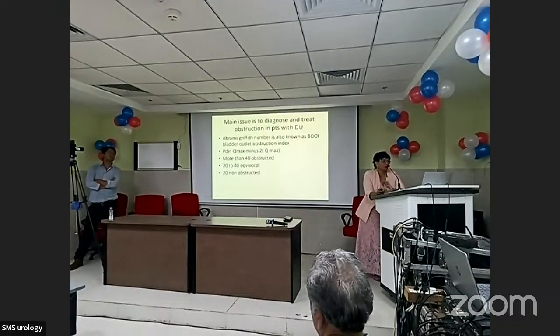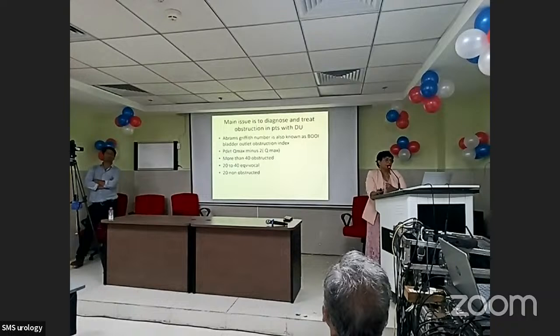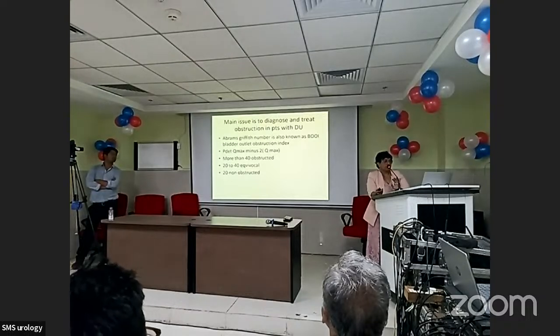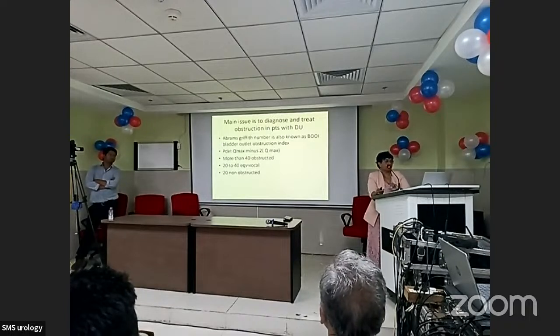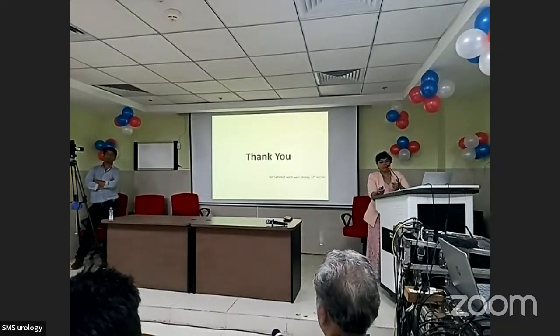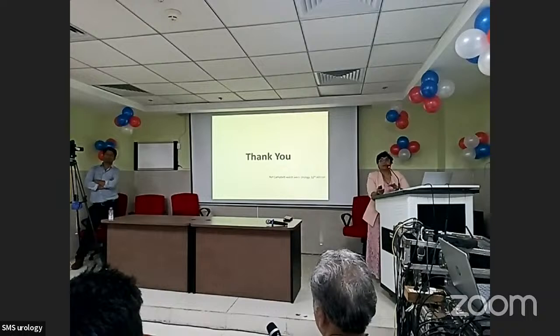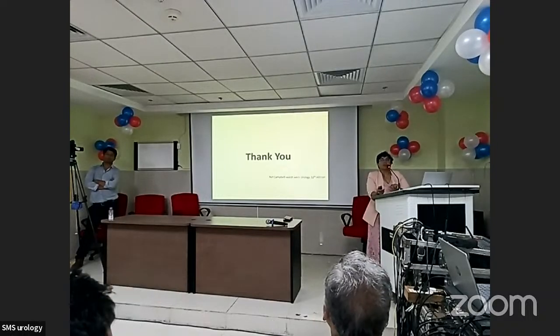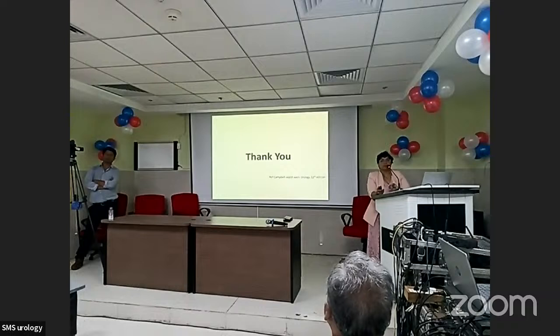So the main issue for us as clinicians is to diagnose whether there is obstruction in a patient who has DU. As I told you, we use the Abrams-Griffiths number, we can use Schafer's law, we can use the stop test, and all these things I just explained to you, but I'm going over them again. These are all other methods which we can supplement and come to a diagnosis as to whether we need to operate this patient or not.